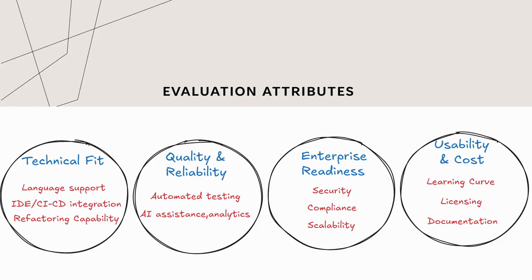Next we will cover the evaluation attributes. To make the tool evaluation objective, we identified 7 key performance indicators and we divided them into 4 dimensions. First one is technical fit, which comprises language support, IDE or CI/CD integration, and refactoring capability. The second dimension is quality and reliability of the tool. It focuses on automated testing and AI assistance and analytics provided by that particular tool. The third dimension is enterprise readiness, that is, how suitable the tool is for a particular enterprise.